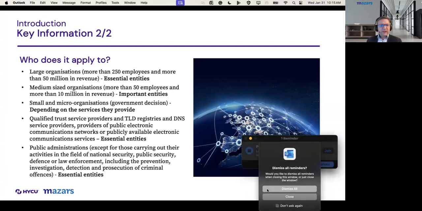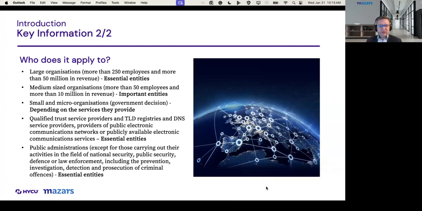There's also talk about small and micro organizations. Now, this is tricky. They generally should not be included, but they can be, and it can be a government decision. So this will be decided at the national level of each country. And it's going to be based on whether they play a certain key role in society or in the economic situation, or because they perform a specific critical function for the state. Let's say they're the only ones who provide something. So in those cases, even if you're small or micro, if you don't reach 50 employees and 10 million in revenue, you will be subject to NIS2.